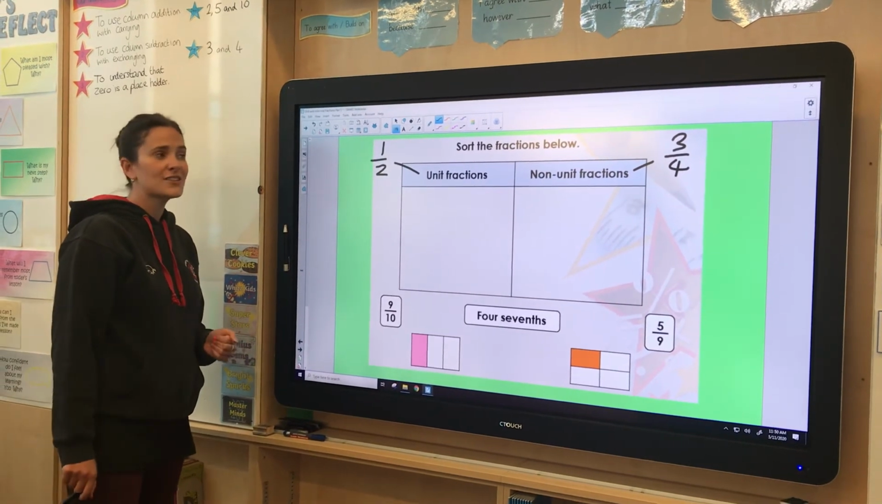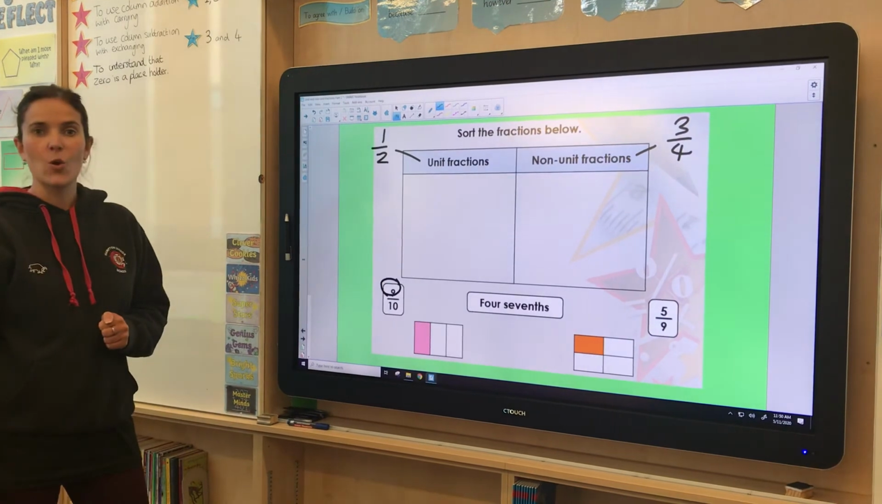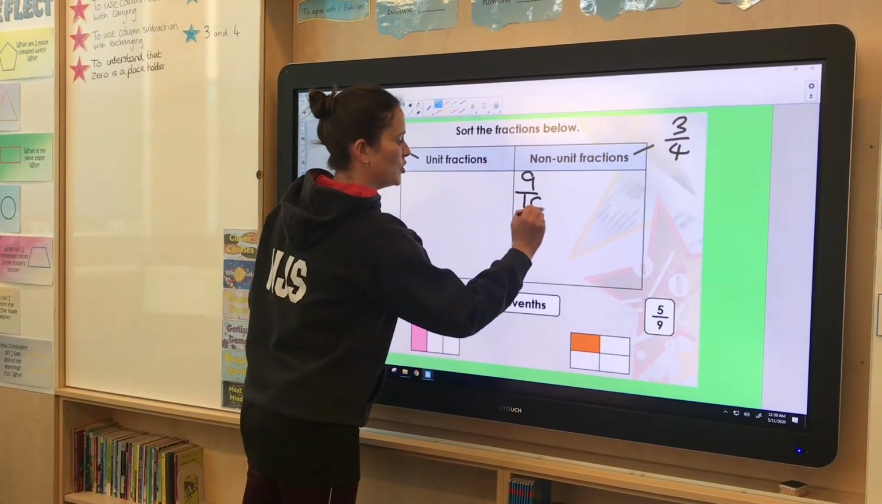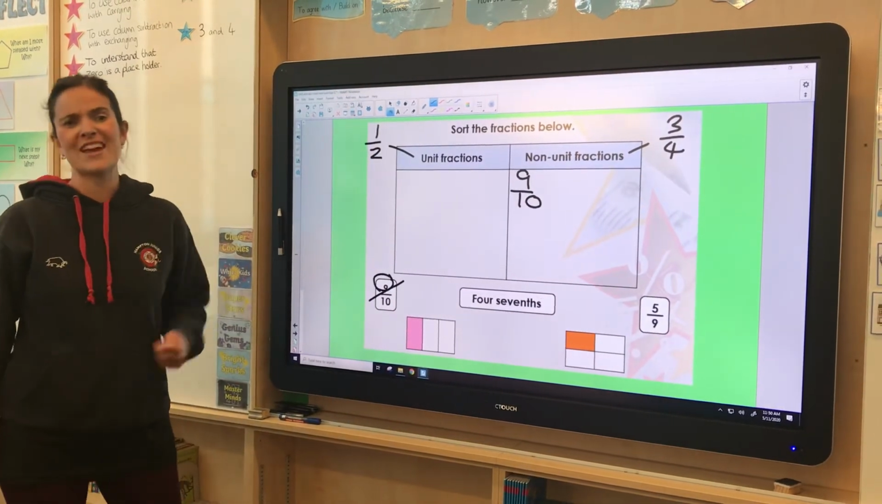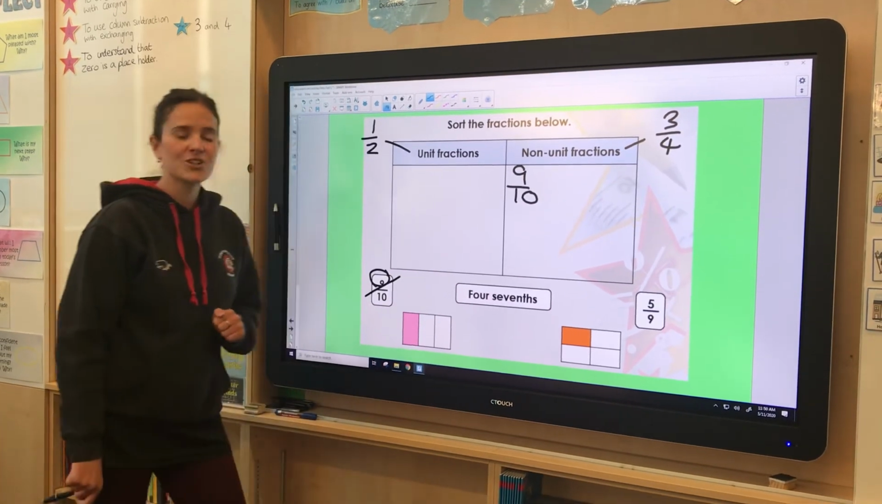So, if I have a look here, 9/10 is the first one I can see. I know straight away that because the numerator is more than 1, it is 9, it must be a non-unit fraction. When I've done that, I'm going to cross it off so I don't make a mistake and do the same one twice. 4/7 I'm going to look at next.